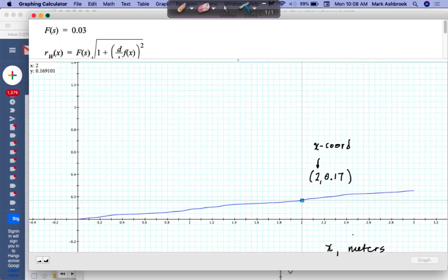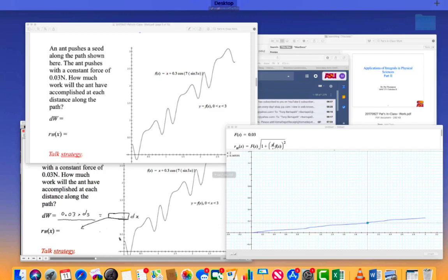This one now is graphing, for that same x coordinate on that path graph, the work you get this way. So when we explain the point 2, 0.17, we would say when the ant has traveled horizontally 2 meters, or reached an x coordinate of 2, the accumulated work is 0.17 Newton meters. Okay, any other questions? All right, so that's pretty simple so far.